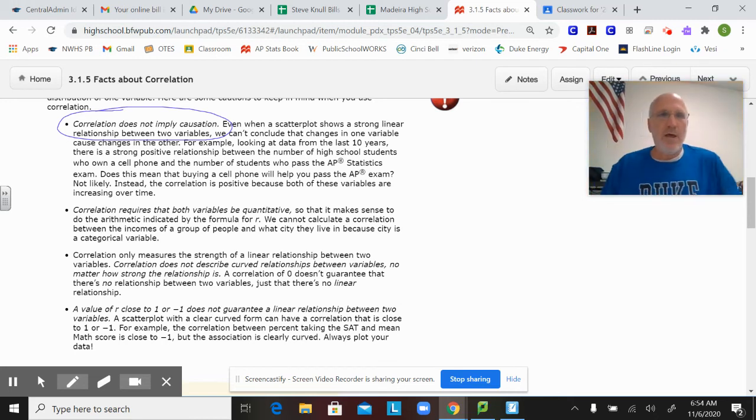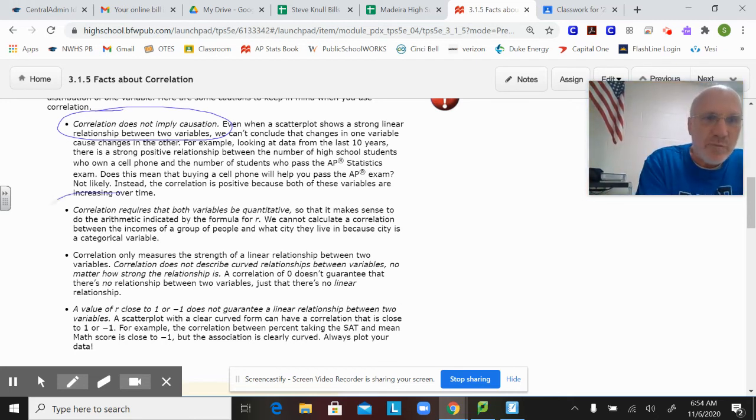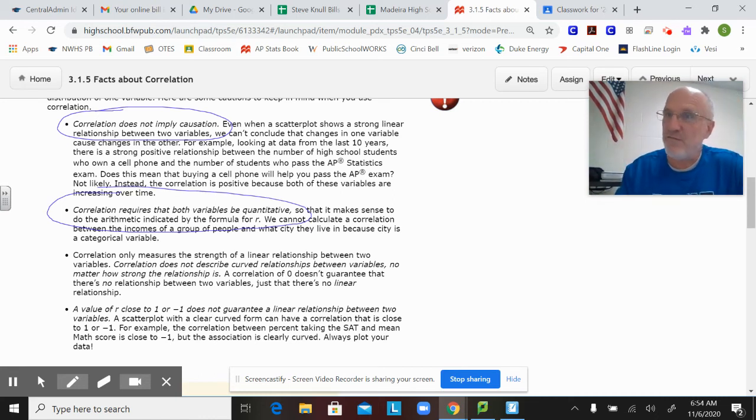All right. This one we already talked about. Correlation requires that both variables be quantitative. Again, if I have favorite color and salary, those are not both quantitative. If you say the correlation coefficient between favorite color and salary is 0.7, that makes no sense whatsoever. So both variables have to be quantitative. Obviously, I can't make a scatter plot if I don't have quantitative data.